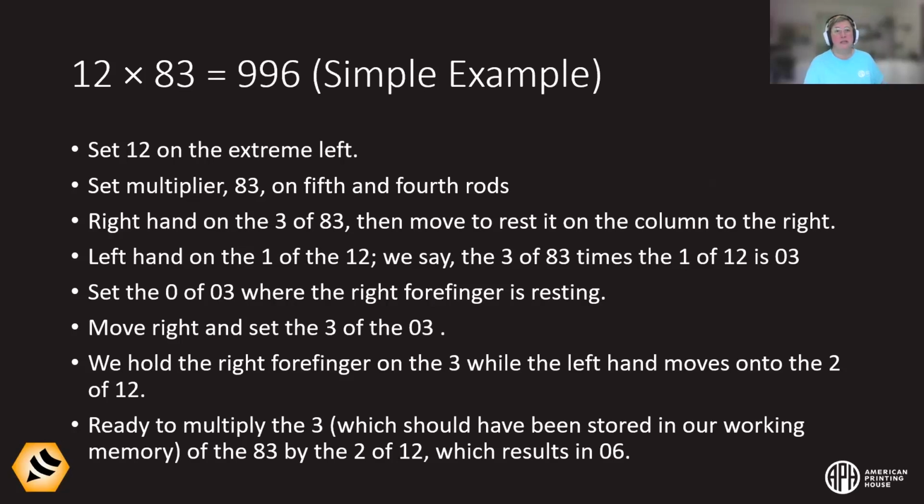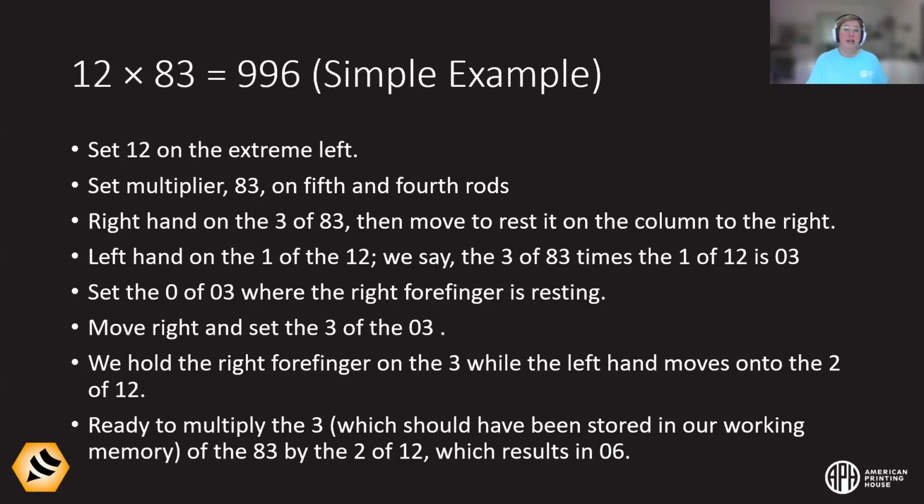12 times 83 is 996. You're going to set the 12 on the extreme left. You're going to set the multiplier 83 by counting over, and it'll end up with the 8 on the 5th rod and the 3 on the 4th rod. Note, we're moving further and further over because our problems are getting bigger and bigger. There are 2 digits and 2 digits, which means you will have to move all the way over to that 5th rod.